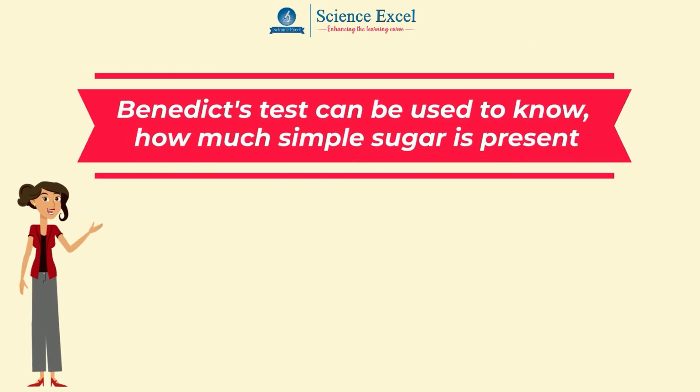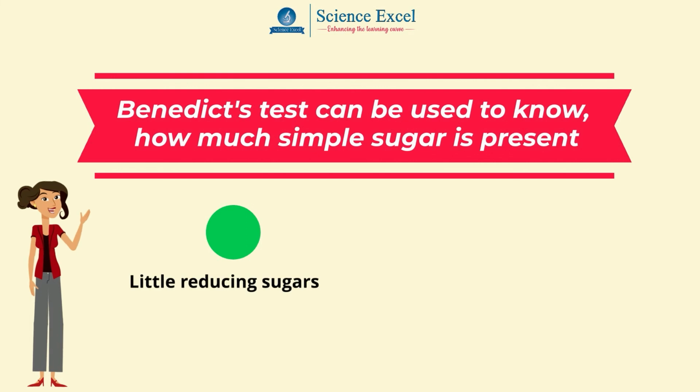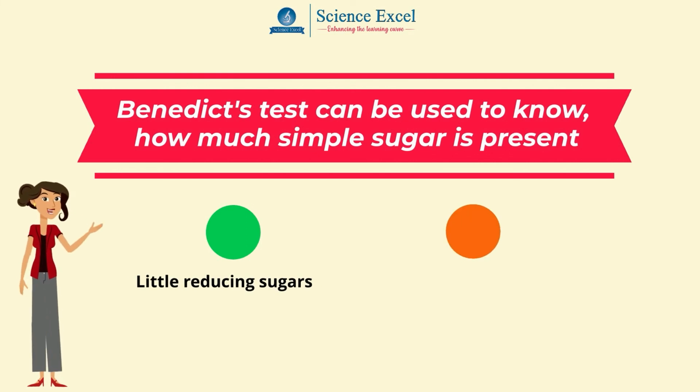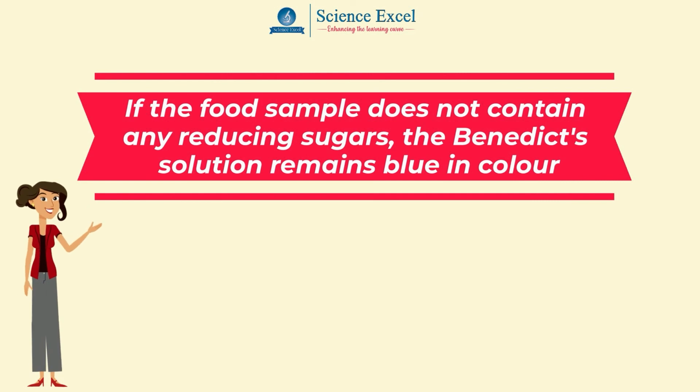Benedict's test can be used to know how much simple sugar is present. If the color changes to green, the extract only contains a little of the reducing sugars. If it goes a deep orange color, then it contains a lot of reducing sugars. If there is no reducing sugar, then the Benedict's solution remains blue in color.